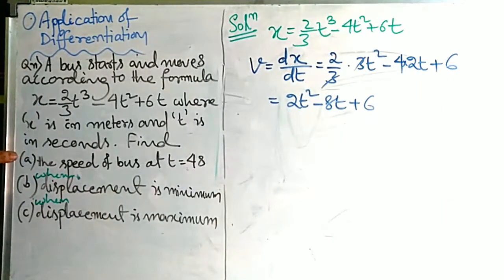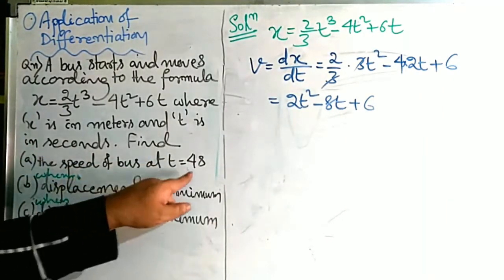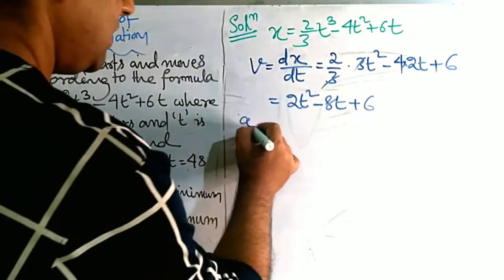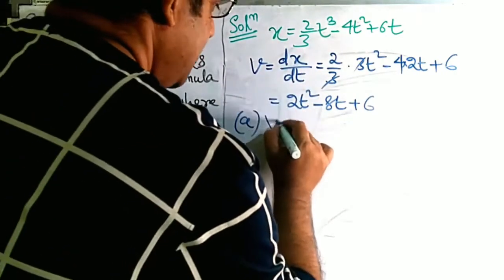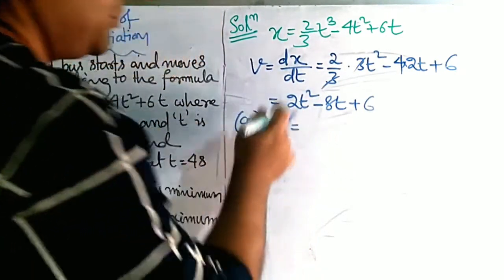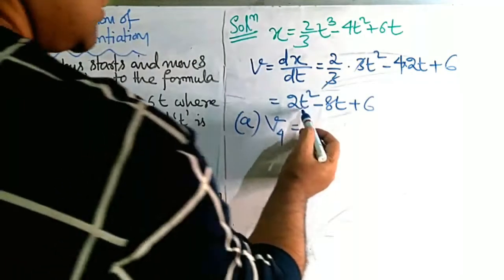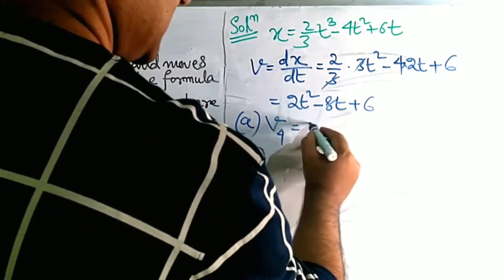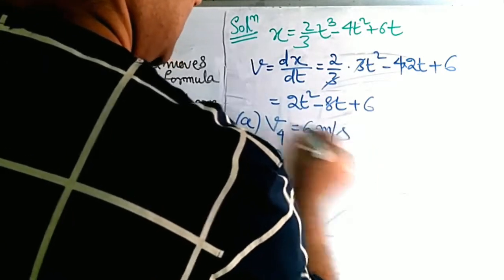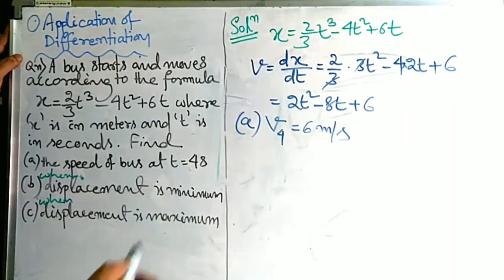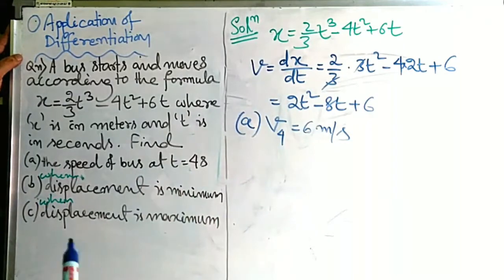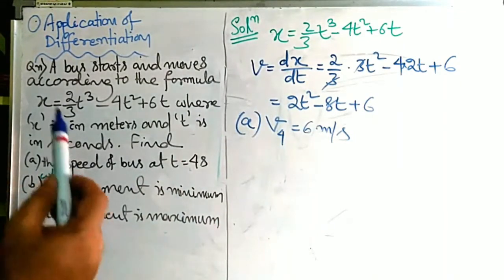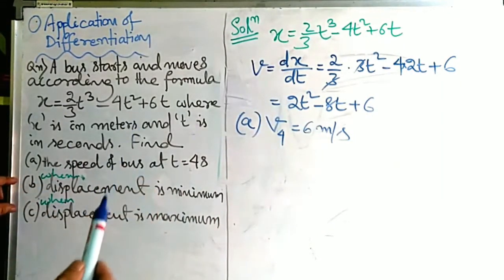Now see, the first question is find the speed of the bus at t is equal to 4 seconds. So it is simple. V at 4 seconds. Put t is equal to 4 here. So 32 minus 32 plus 6, 6 meter per second is the velocity at t is equal to 4 seconds, right? Now see, here there is one concept to learn.